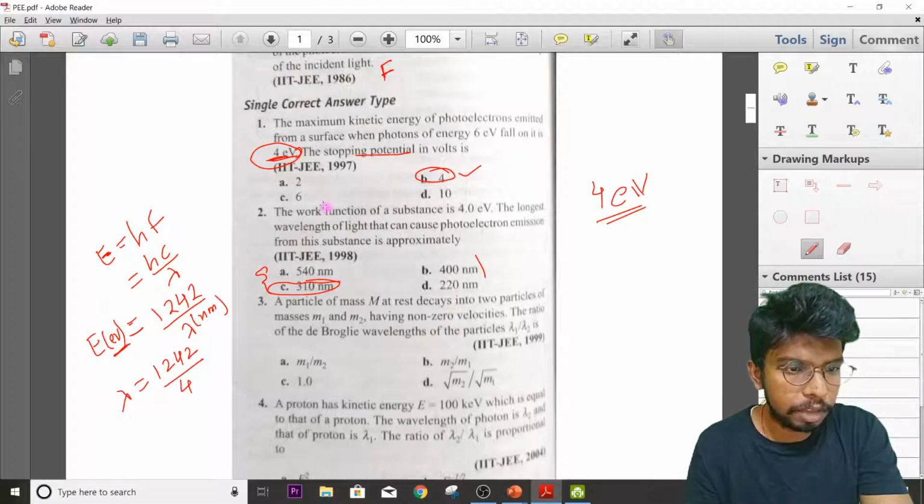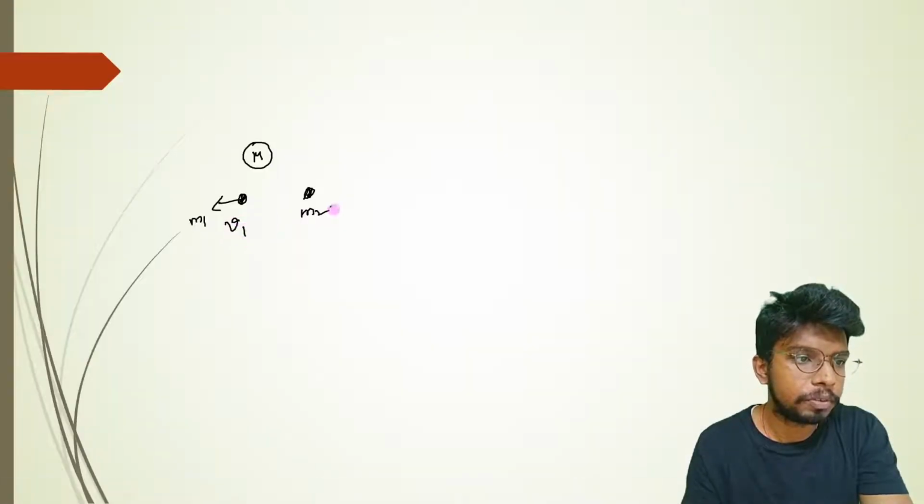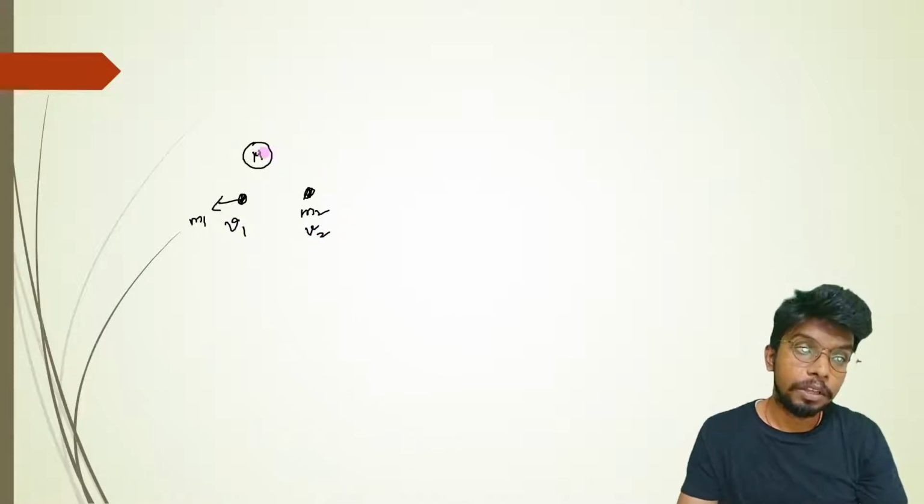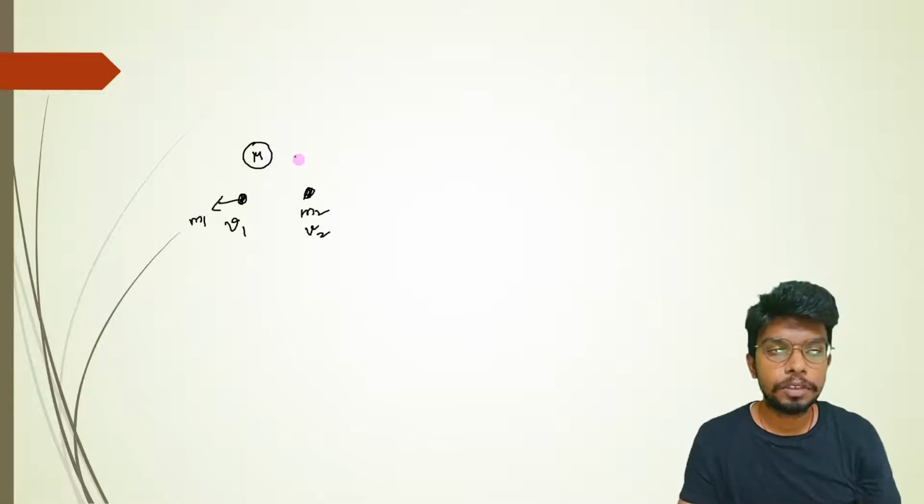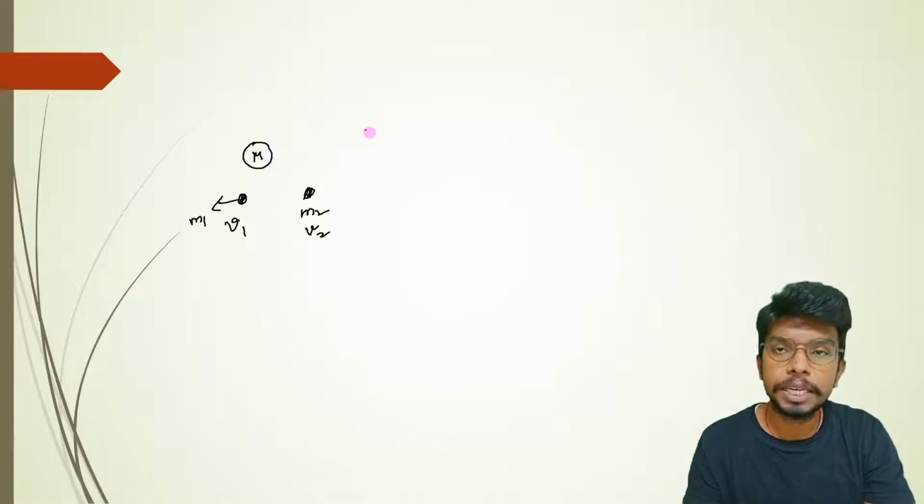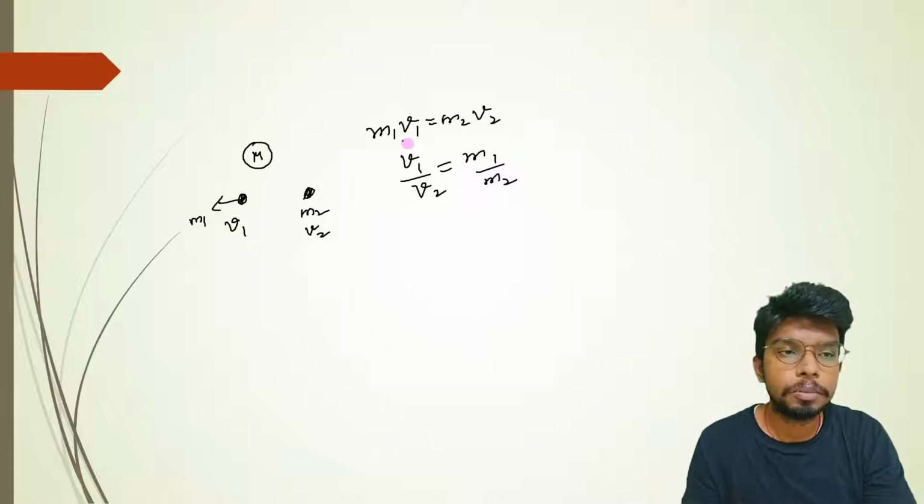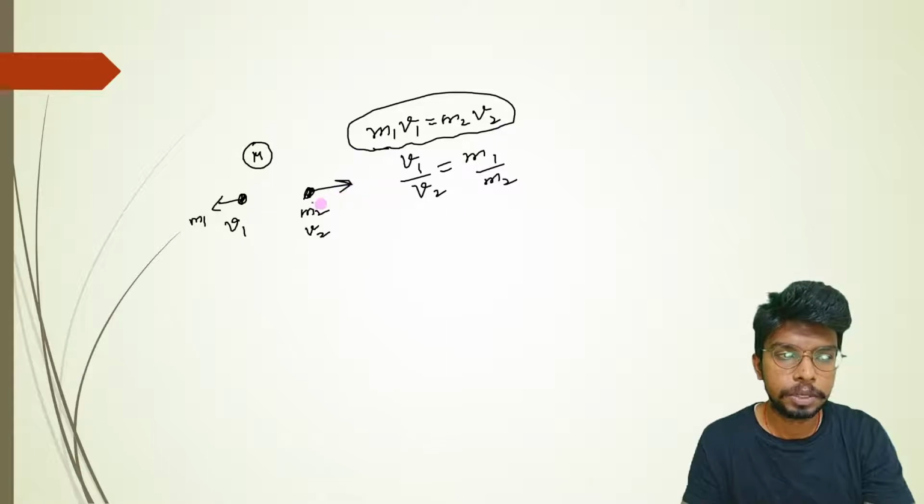Having non-zero velocity, let's say m1 is moving with some velocity v1 and m2 with some velocity v2. The initial momentum of the system is 0. The final momentum should also be 0 according to the law of conservation of momentum, because there is no external force applied on the system; it decayed by itself. So m1 v1 is going to be m2 v2. This gives me the relation between v1 by v2, that is nothing but m2 by m1. We are just concerned about the magnitude. That is why their momenta have to be equal in magnitude, because the directions are going to cancel them out.